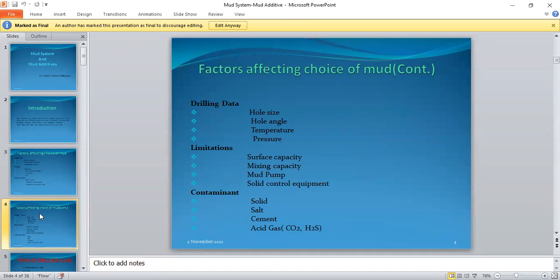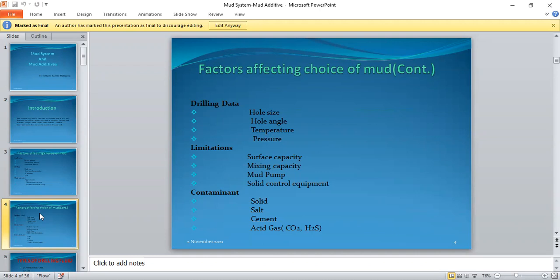Now, when we talk about limitations, do you have enough tanks to mix mud? Now, when we talk about tanks to mix mud, you need a lot of volume. You are talking about 2,000 barrels of mud in circulation. Your hole, how much volume will your hole take? How much volume can you mix before you start to drill? Do you have enough capacity? Mixing capacity. Can you mix very fast?